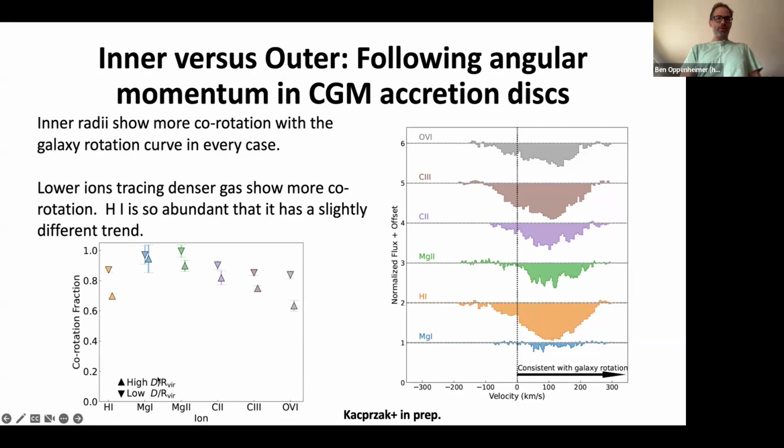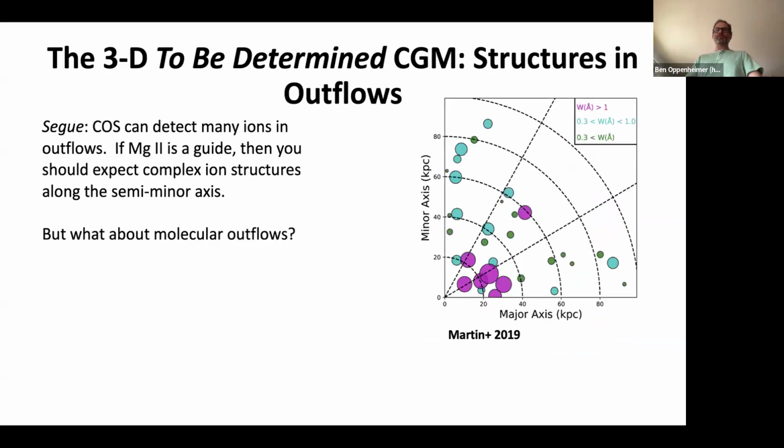The bottom left here shows the outer CGM, beyond 35 kiloparsecs out to about 100 kiloparsecs, showing less co-rotation, especially in oxygen 6, compared to the inner CGM, which is consistent with velocities almost at the velocity of the rotation curve of the galaxy. So that's quite exciting. I think this data set turned out as good as we could have possibly expected from this survey. So that brings me to my final part of the talk, which is really a future direction.